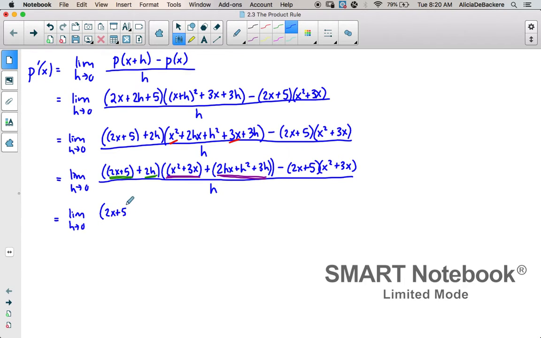So I'm going to get 2x plus 5 times the first bracket. And then I'm going to do 2x plus 5 times the second bracket. It's looking really messy at this point. That's okay, it's going to get better. Now I'm going to take the 2h in the first bracket and I'm going to multiply it through the second bracket.